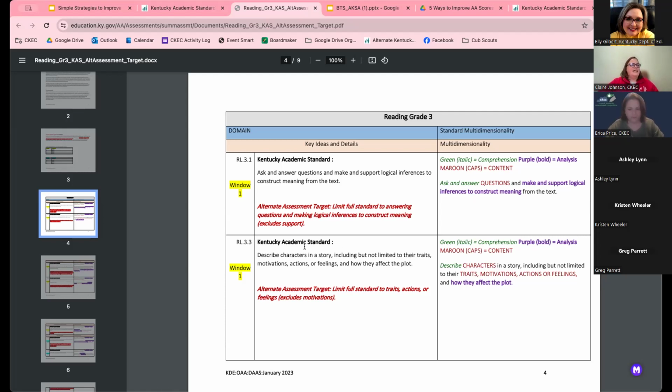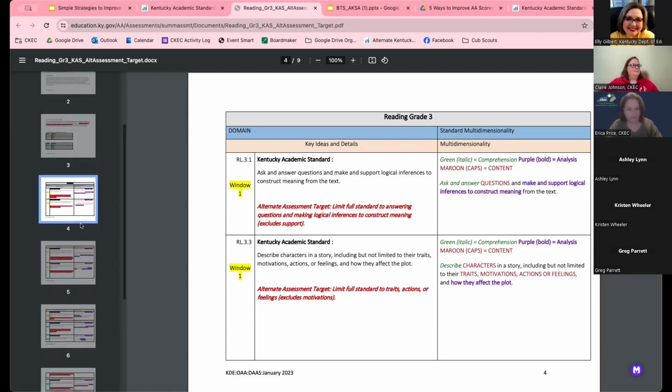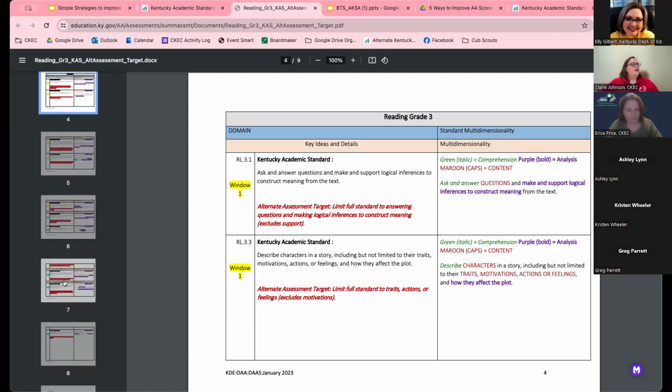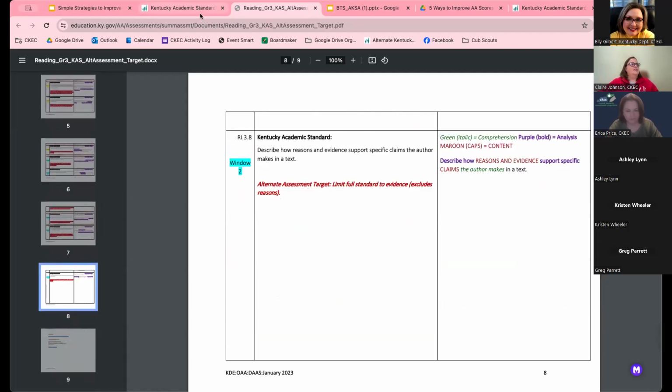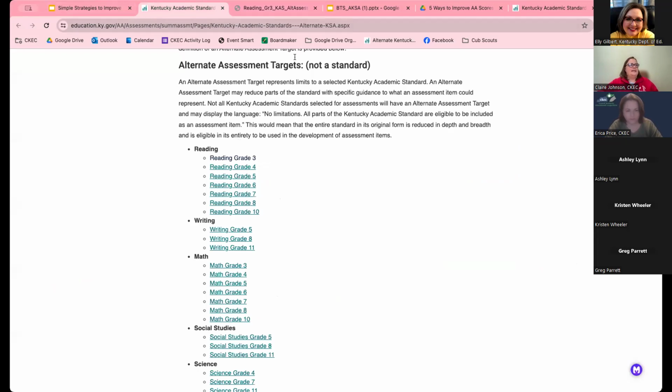You can kind of see that in both of these. Here, there's a little explanation about how those are limited. And this is all, again, for reading grade 3. It goes all the way down, gives you all your targets there. So that's available on KDE's website.